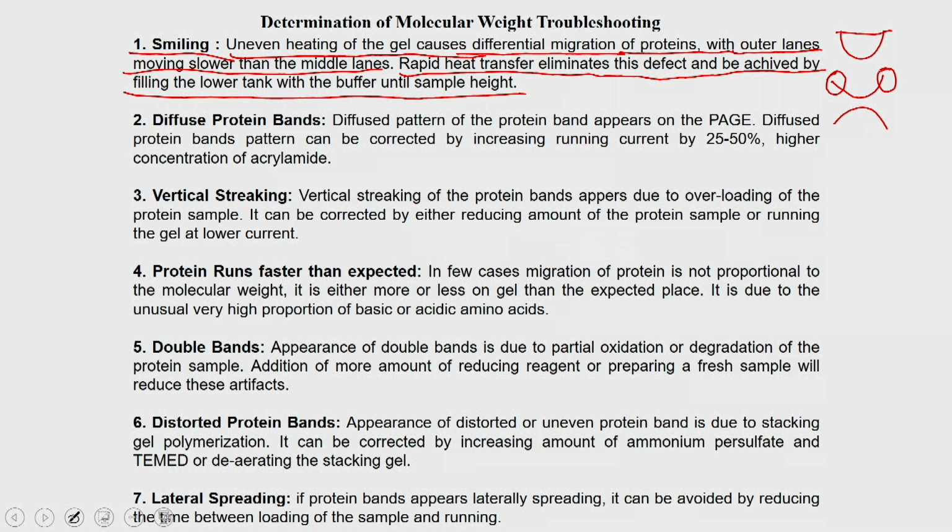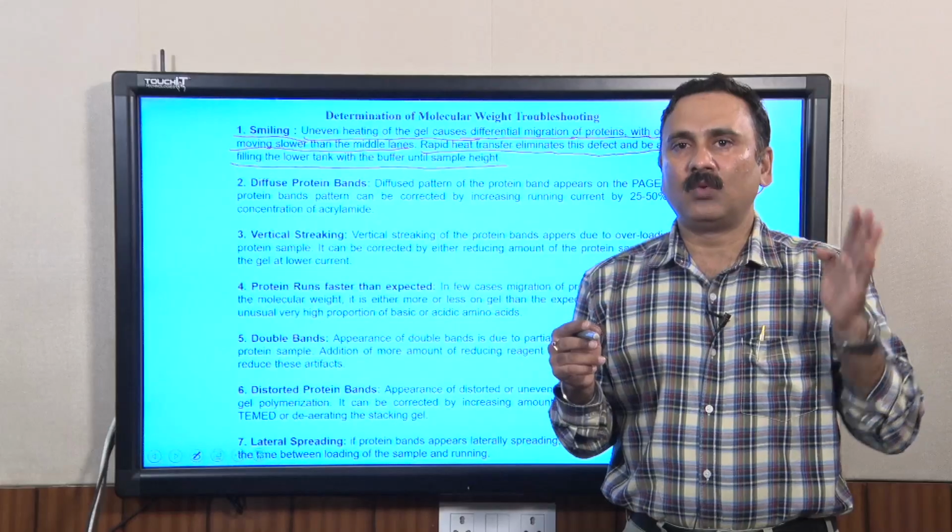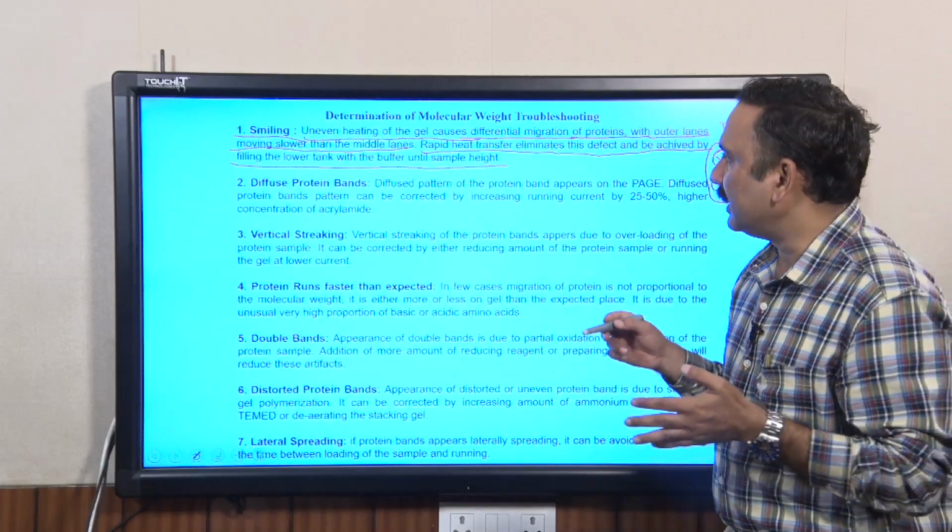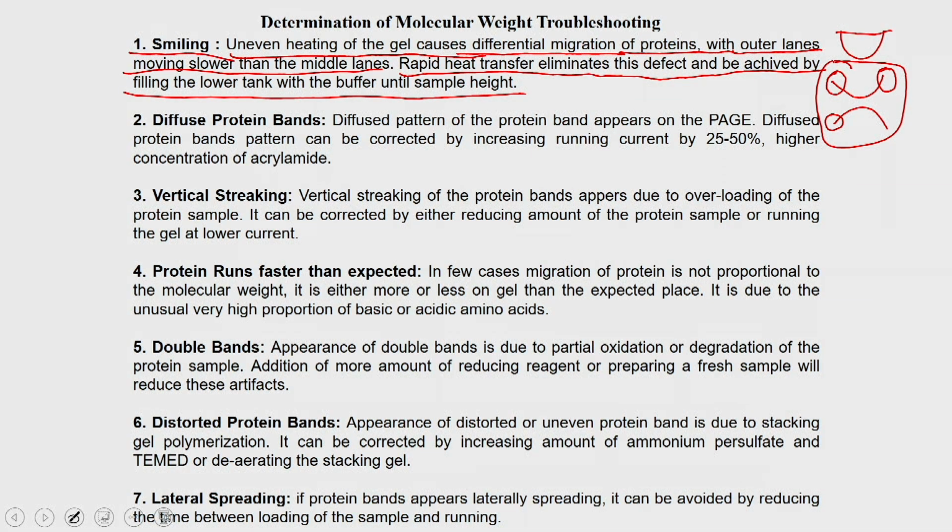What happens is that the corners are running either slower or faster. In the case where the corners are running faster, you are going to have one type of smiley, or if they are running slower, you are going to get a different type of smiley, and all these smiley effects are going to create trouble in analyzing that particular band and also in calculating the RF values. How do we correct that? And why does this happen?